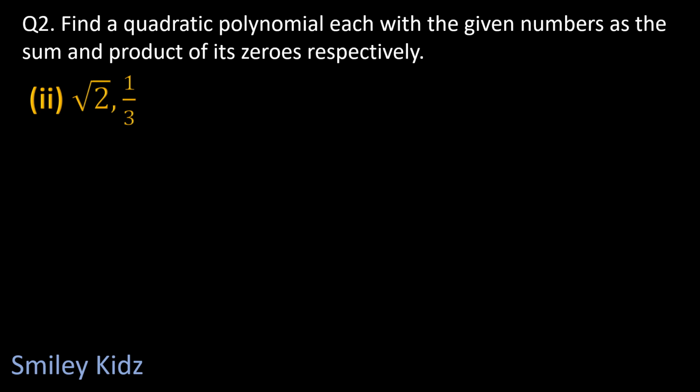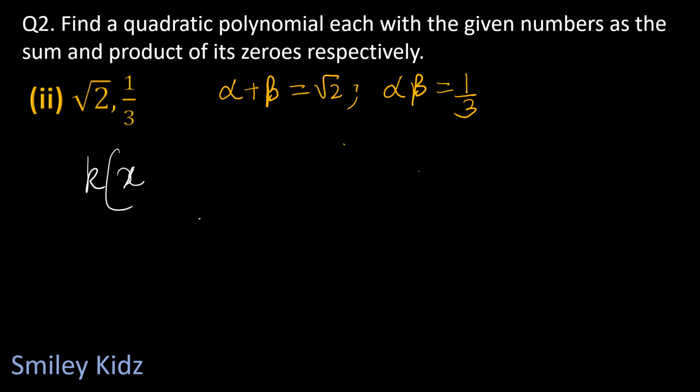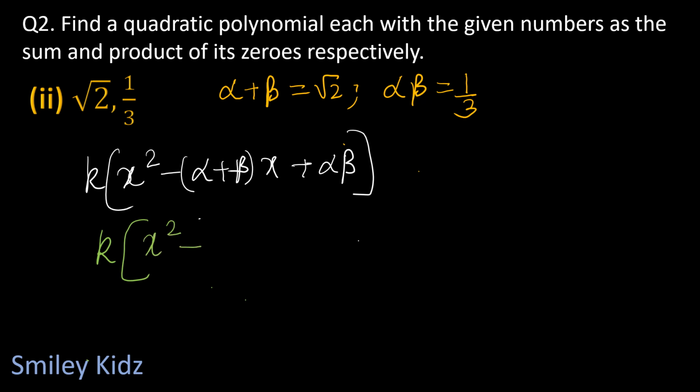Then we have √2 and 1 by 3. Alpha plus beta is √2 and alpha beta is 1 by 3 according to the question. And we know that k into x square minus alpha plus beta into x plus alpha beta is the standard form. Now we're going to substitute the values of alpha plus beta and alpha beta respectively. So we get k into x square minus √2x, because alpha plus beta is √2, plus then we have alpha beta whose value is 1 by 3.